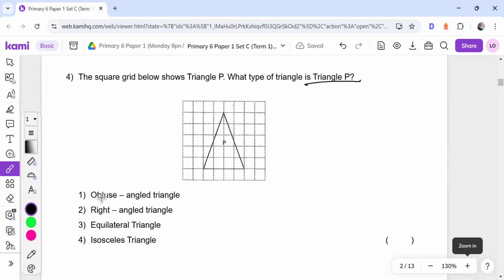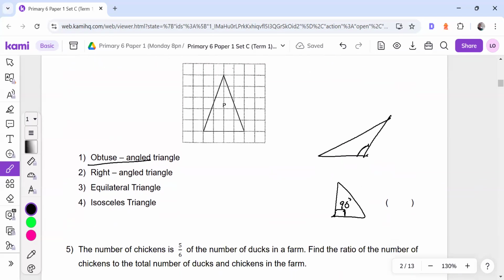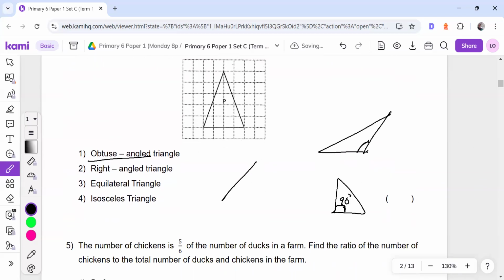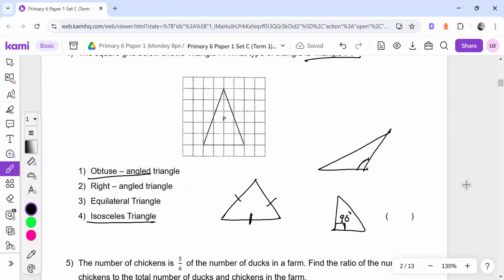Well, obtuse angle means what? More than 90 degrees. How does it look like? It looks something like this. How do you know it's a obtuse triangle? If you see more than 90, this is called obtuse. Right angle triangle, if you see a right angle, 90 degrees. If the angle looks like 90 degrees, that is a right angle. Equilateral triangle means all sides of the triangle are the same, equal. Isosceles triangle means only two sides are equal, which is your triangle P.